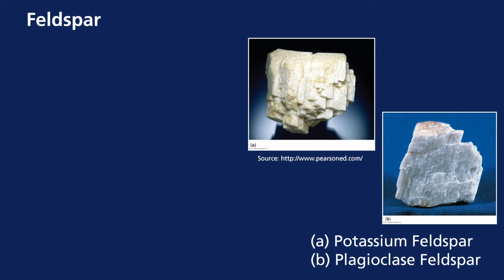Feldspars are different than the quartz that we saw previously. An example of them is potassium-rich feldspar, which is potassium and aluminum, as well as the silica and oxygen.